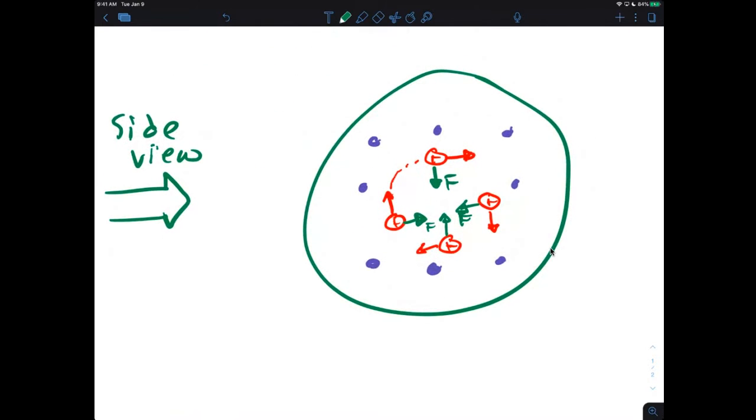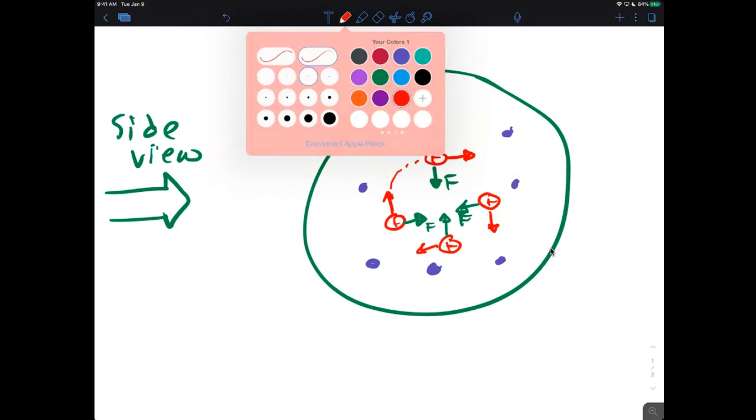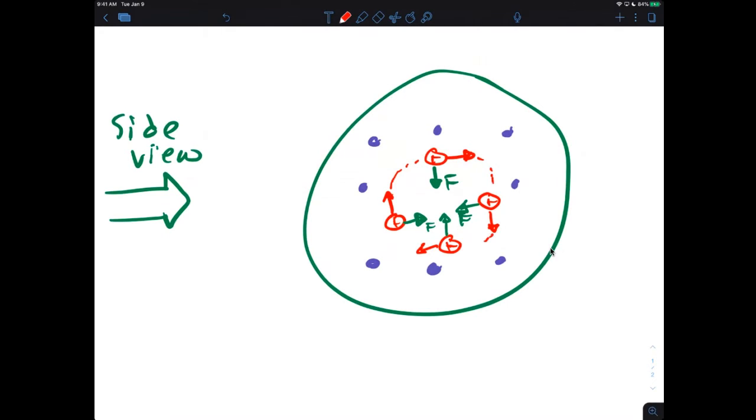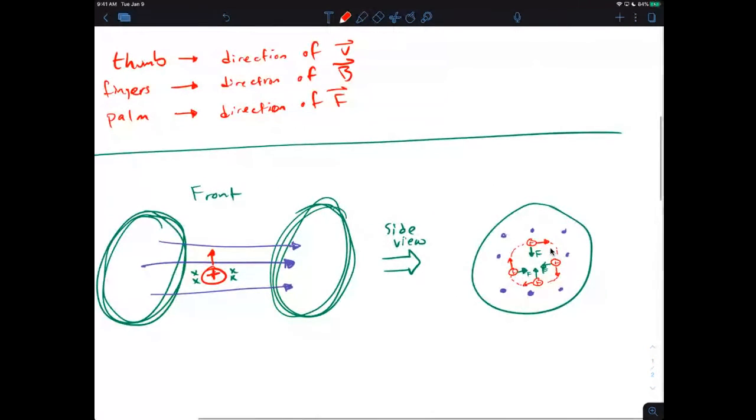So hopefully you guys can see this now. What you'll end up doing is just making a loop. So you'll make a loop with your charge, in this case in the clockwise direction. So that's what's going to happen in this coil: we're going to have some sort of looping motion.